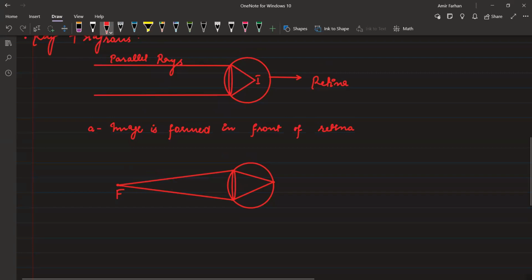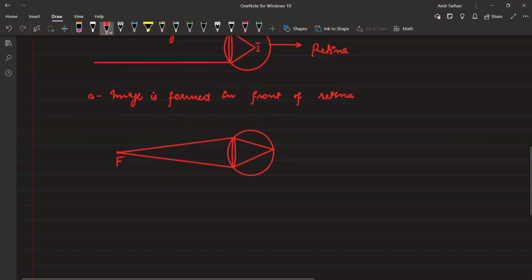But the object is not at infinity, it is less than infinity. So it will be like this. The light rays will start here, and this is the image forming at the retina.